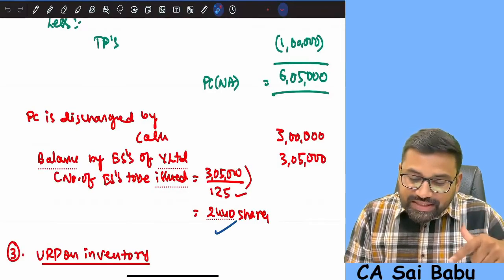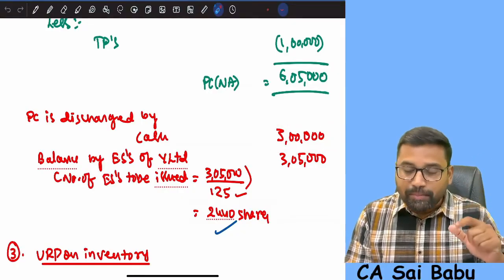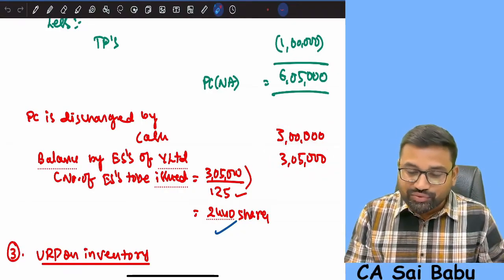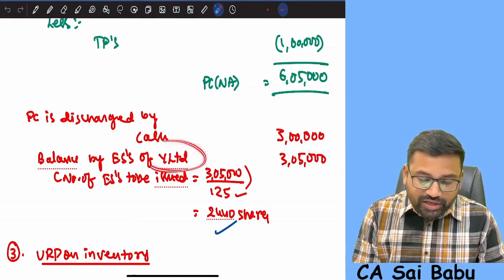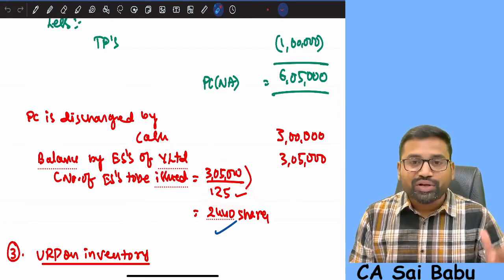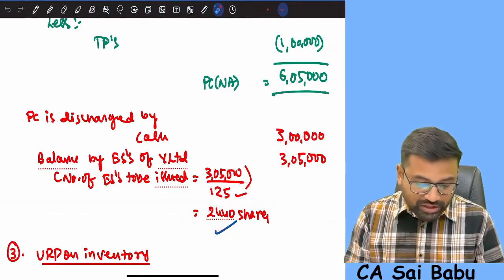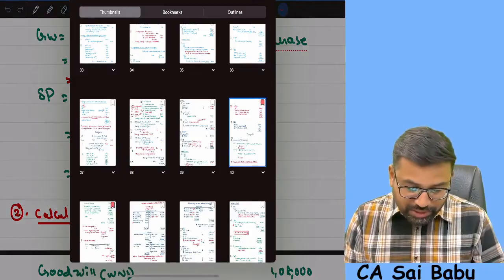And this 6,05,000, how are they going to discharge it? Cash 3 lakhs is clearly given. Balance 3,05,000 will be given in the form of equity shares. So from 6,05,000 minus 3 lakhs, I get 3,05,000 as the mode of PC in the form of equity shares. Now each share is given at 125. So 3,05,000 divided by 125, so 2,440 equity shares will be given. I will also show you one more example, sir.